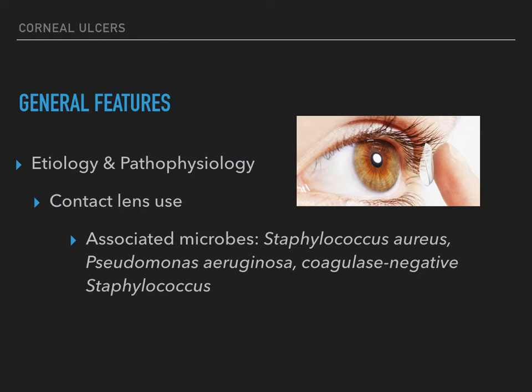Contact lenses break down the barrier protecting the eye surface, which encourages microbe accumulation. This then allows a microbial film to form on the surface of the eye lens. The most common microbes associated with corneal ulcers are Staphylococcus aureus, Pseudomonas aeruginosa, and coagulase negative Staphylococcus.